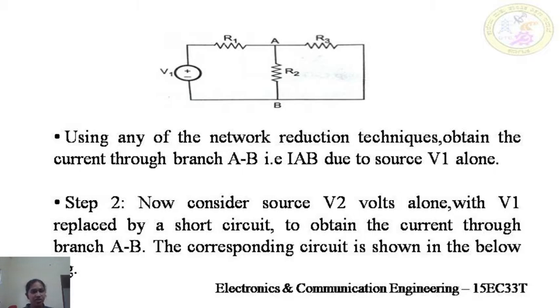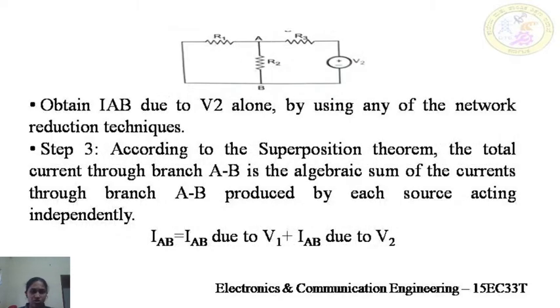Using any of the network reduction techniques, obtain the current through branch AB, that is IAB, due to source V1 alone. In step 2, source V2 is considered and V1 is replaced by short circuit because the internal impedance of V1 is not given. And again obtain the current through branch AB. The corresponding circuit is shown below.